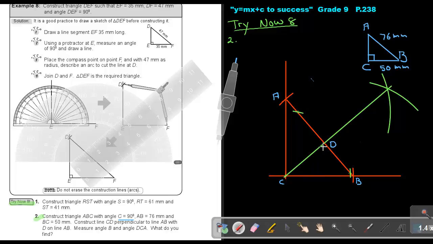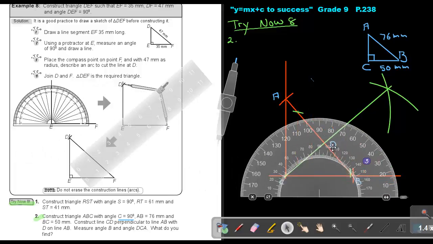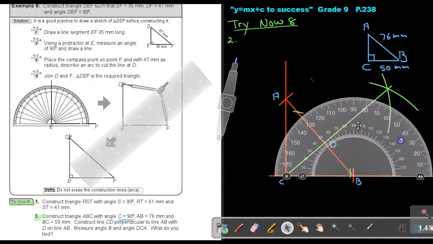You can measure, that will be 90 degrees. With D on line. Measure angle B. Oh, so use your protractor again. Go to B. Can you remember? B. Okay. Now, if I measure angle B, so remember, I must measure this angle. If I look, this one starts with 180. I cannot use this scale. I have to use this scale.